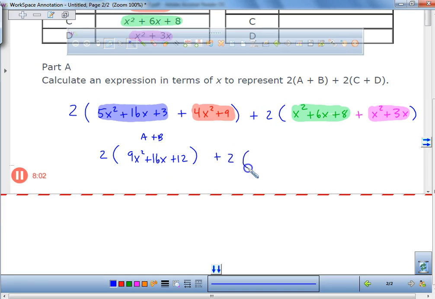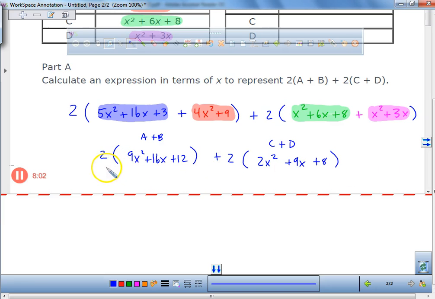Plus 2, open parentheses. We have an x squared and another x squared, so that gives us a total of 2x squared. We have 6x and 3x, which gives us a total of 9x, and then we have just an 8 at the end. And by the way, what does this represent? This represents the sum of c plus d. So that's c plus d. Okay. All right, so now what are we going to do?